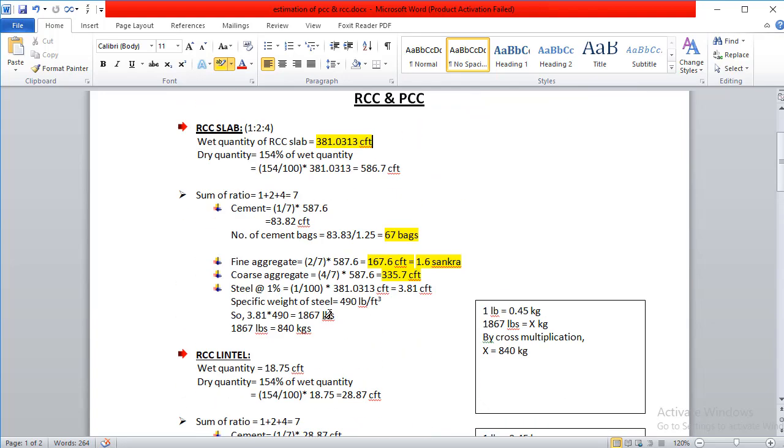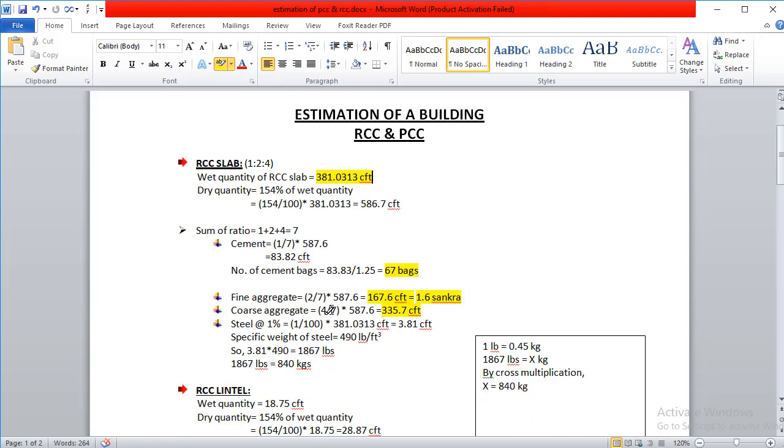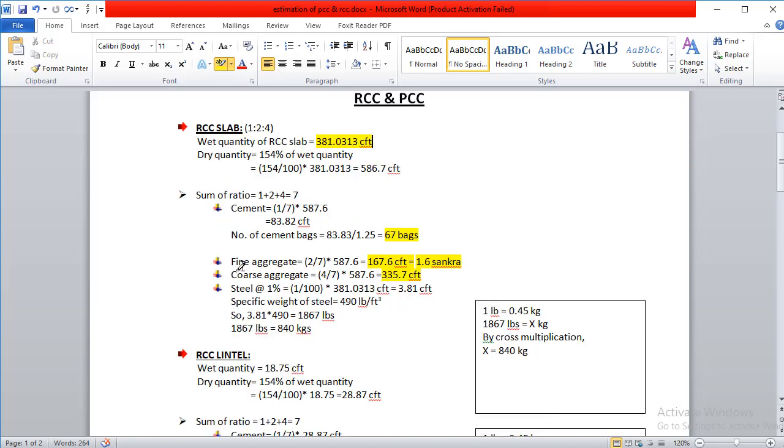So if you are constructing any building, or you want to estimate a building, the RCC work and PCC work of a building, you just have to follow this simple procedure and find out your estimation of RCC and PCC.